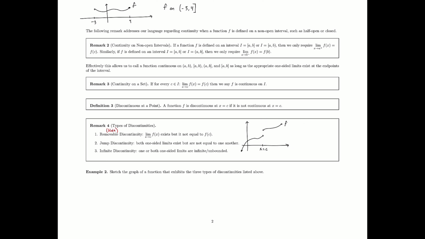The other option is that we do choose to define f of c, in which case we can either put f of c here, here, or anywhere, any y value. But this definition of a jump discontinuity, I need to emphasize, does not say anything about whether or not f of c is actually defined. Jump discontinuities are only concerned with the one-sided limits, that they exist and they are not equal to one another.